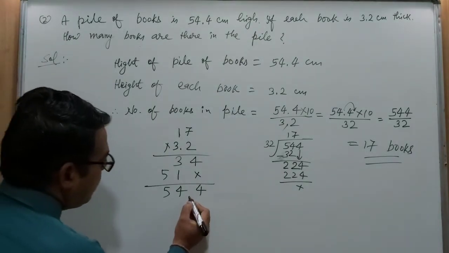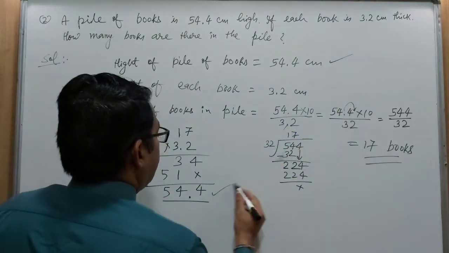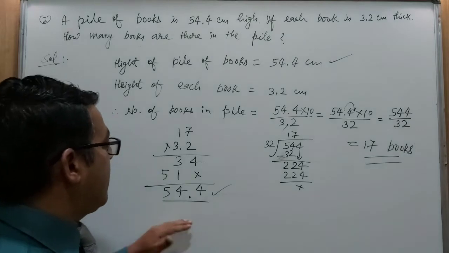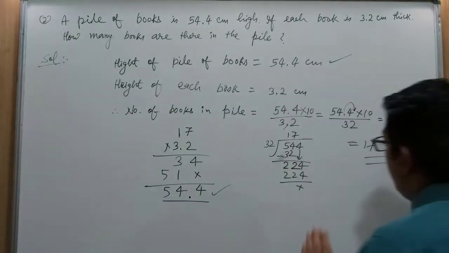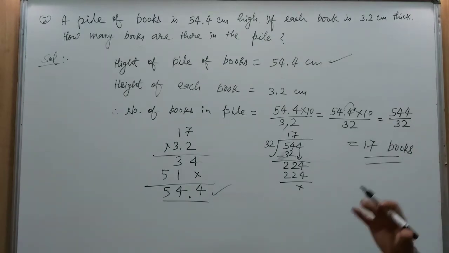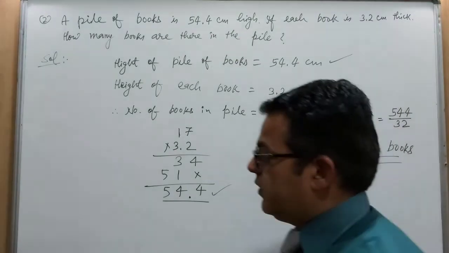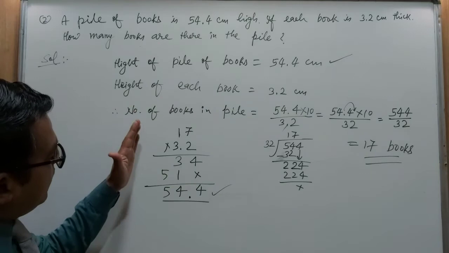So what to do now? We can put the decimal in between here. So you can check here. The same answer is coming, the same values are coming. So it means we can say that 17 books we can accommodate, or we can cut, to make the height of the pile 54.4 centimeters.